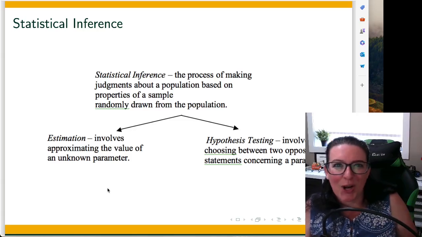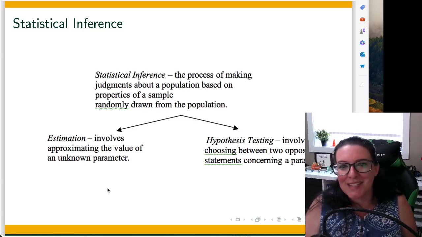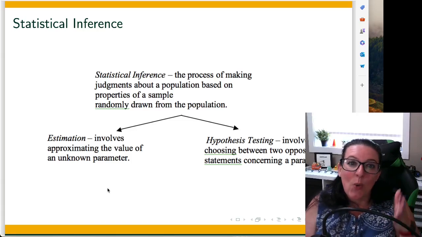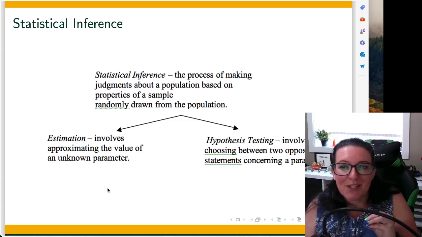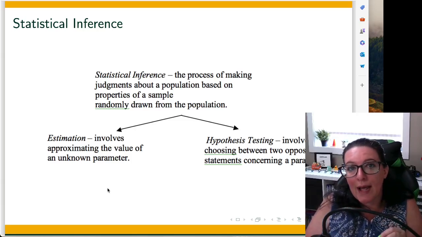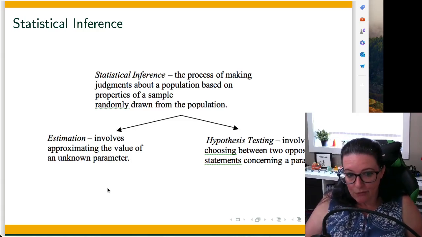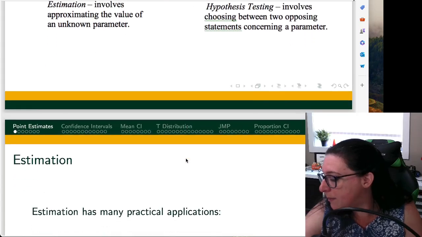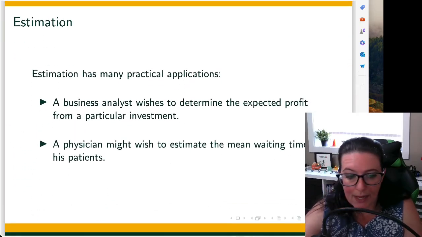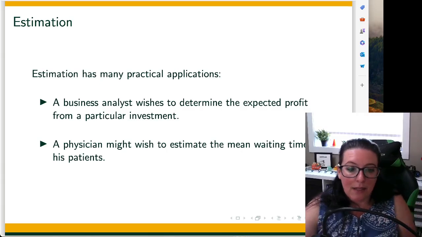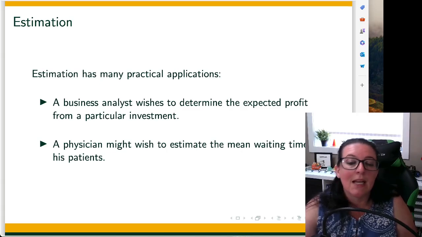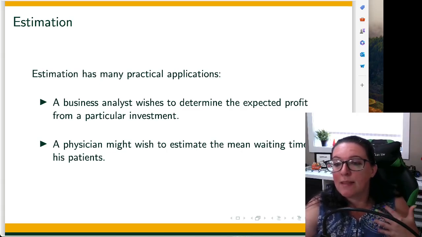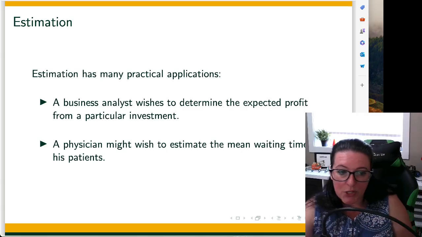So we're going to need to talk about what we mean by null hypothesis and alternative hypothesis, which we're going to do a couple videos from now. These videos we're going to focus on first are going to be about that point estimate and confidence intervals. So estimation has many practical applications. A business analyst might want to determine the expected profit from a particular investment. A physician might want to estimate the average waiting time for his or her patients.